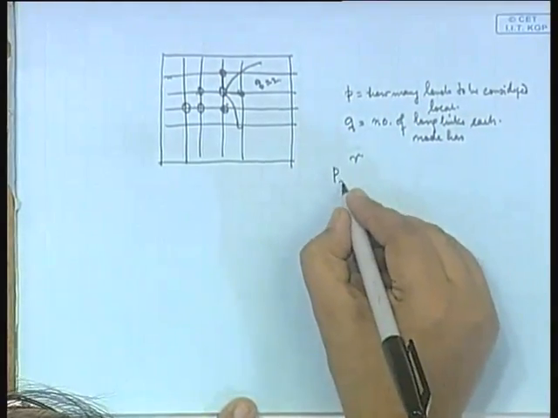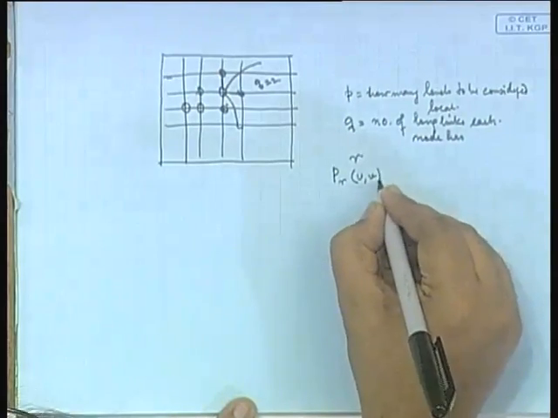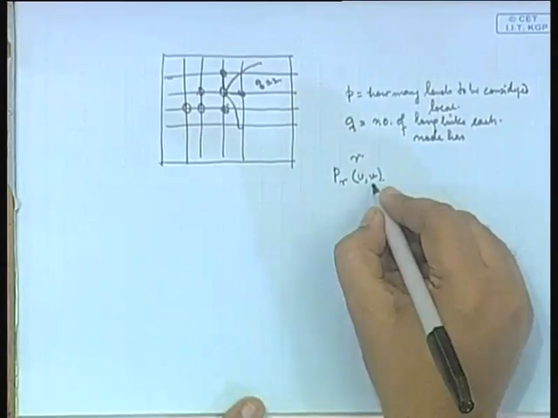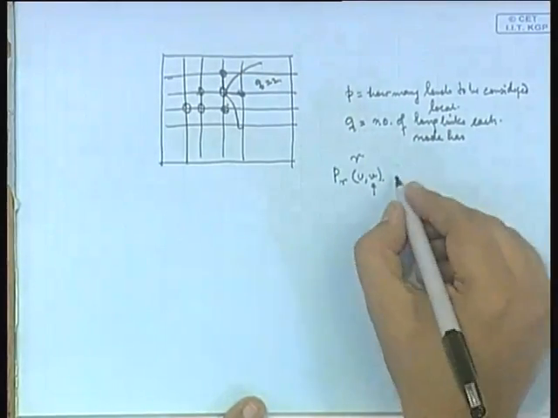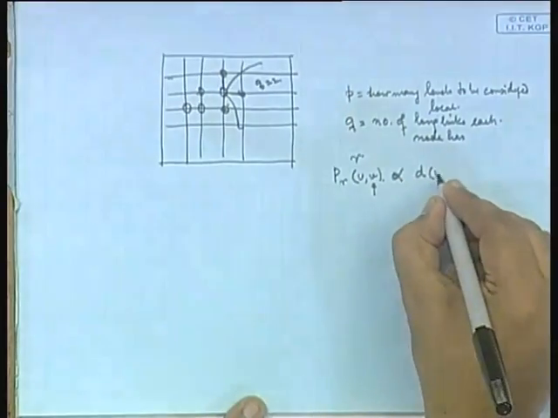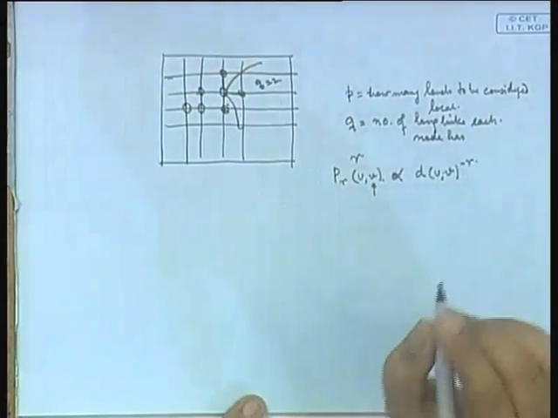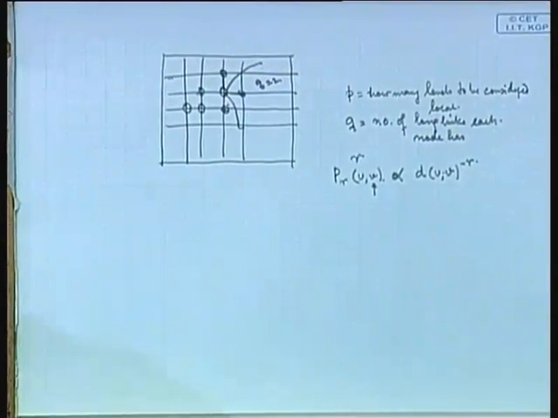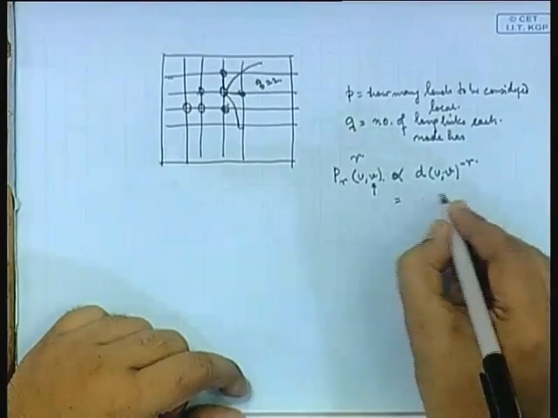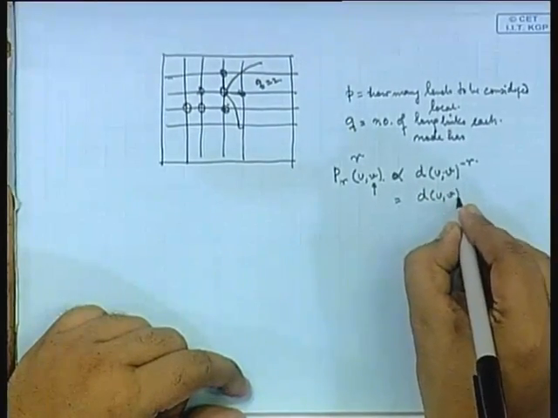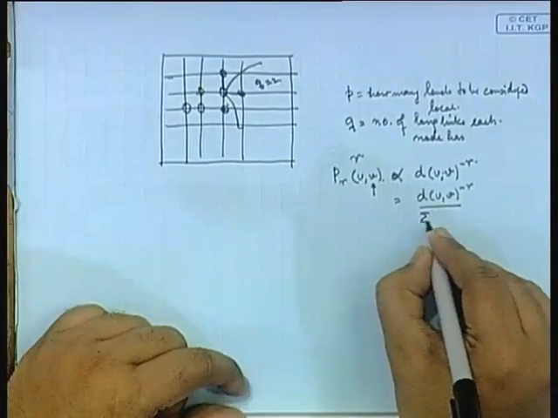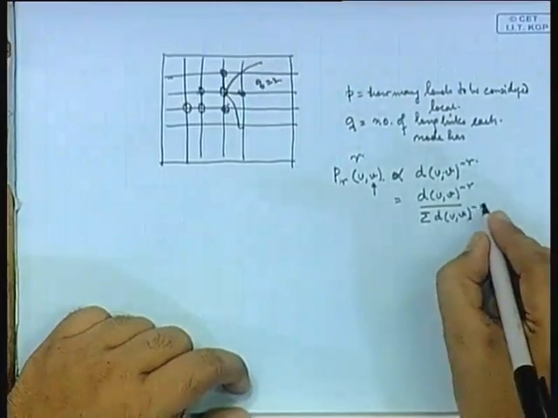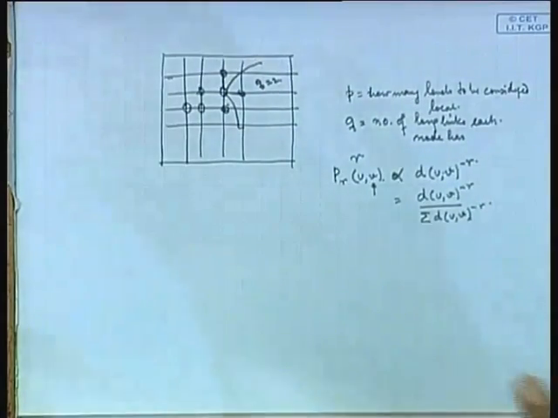The probability of 2 nodes u and v. So, if I choose u, how will I choose v? It is proportional to d_uv to the power minus r. Okay. So, r gives us that. So, I think this part is clear.